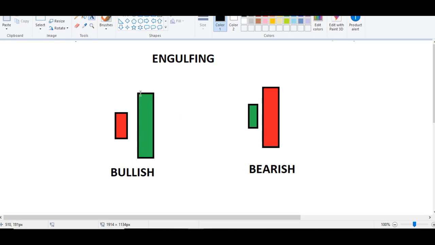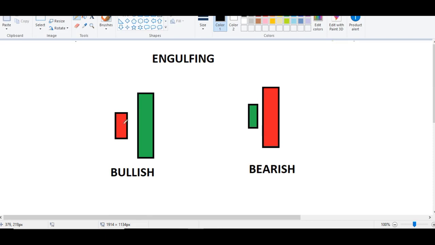Okay, so by definition, an engulfing pattern is nothing but a candle whose body encompasses the preceding candle, the previous candle. Okay, so if you see this green colored body is much greater than this red colored body, so that is known as an engulfing pattern, a bullish engulfing. And this is known as a bearish engulfing because this red body is much larger than the green body.